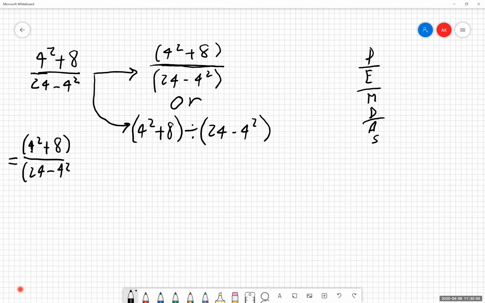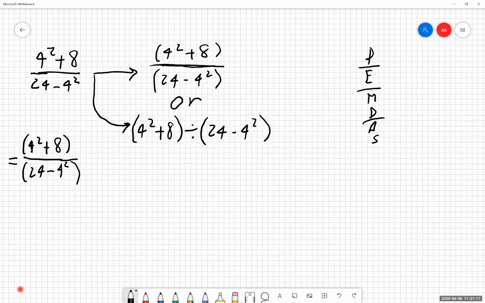Oops. There we go. Make it a little bit better. So we have that there. So again, we have our parentheses. We're just following PEMDAS at this point in time. So I have two sets of parentheses. I'm going to work with the numerator first, the top one.